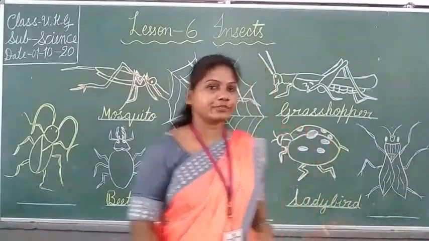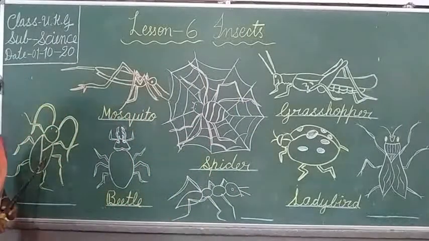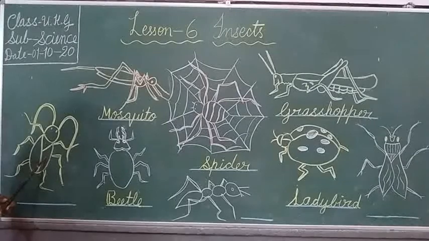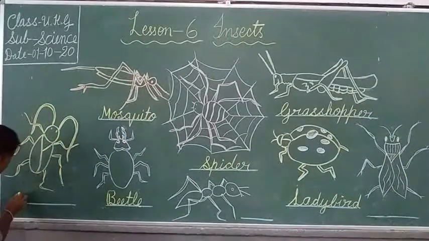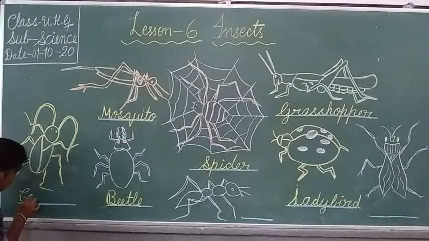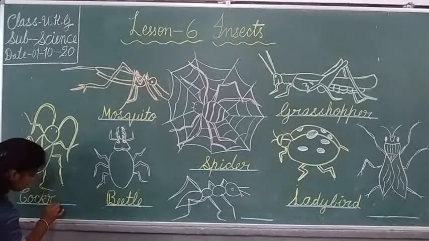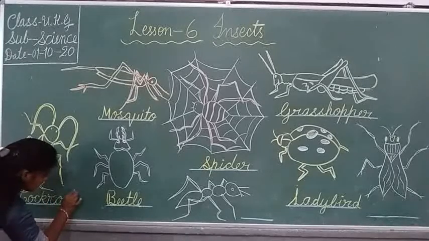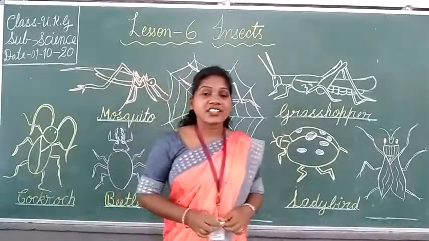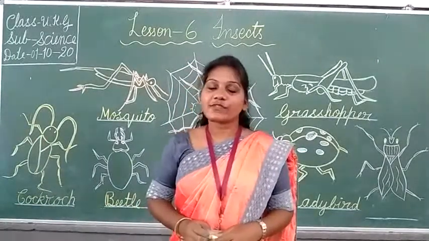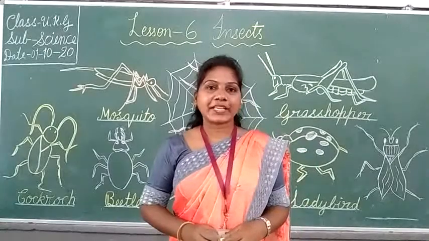Now next one. This one. Which insect is this? This is cockroach. What is the spelling of cockroach? C O C K R O C H. Cockroach. A large dark brown insect usually found in dirty or slightly wet places.